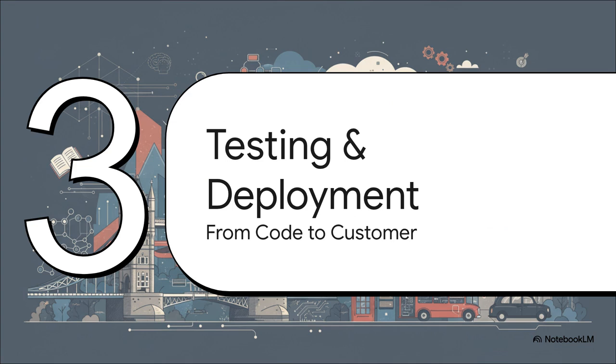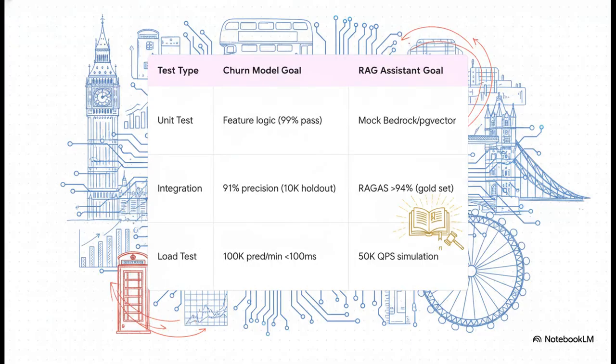Building a model in a Jupyter notebook, that's kind of the easy part. The real challenge? Getting it into production, reliably, safely, and at scale. So let's dive into stage 3, testing and deployment. This testing matrix right here is just a masterclass in quality assurance. And what's super interesting is how the goals differ.